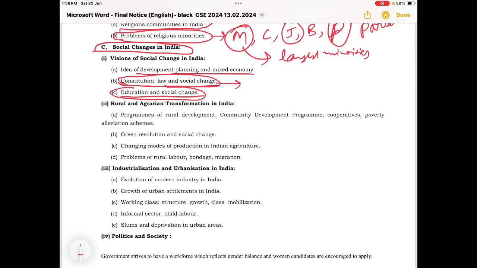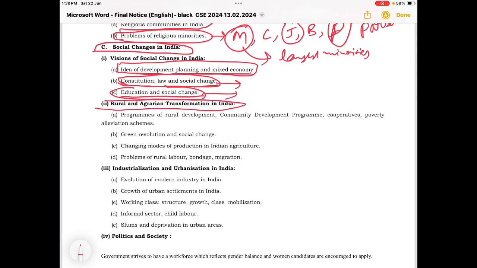We will read about what the different changes are, and why the constitution is called a living document. Its essence does not change, but its evolution happens with the passing of time. What different changes do we have in society? When it was constituted, these developments were not in society, but today different reforms are needed, either judicial reform, prison reform, or caste reform. Education and social change is also an important topic.